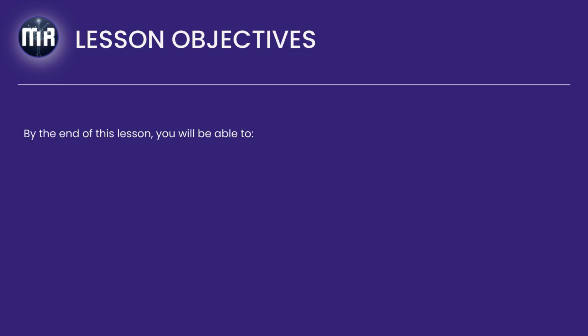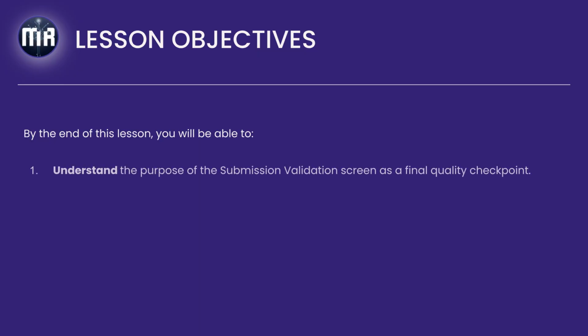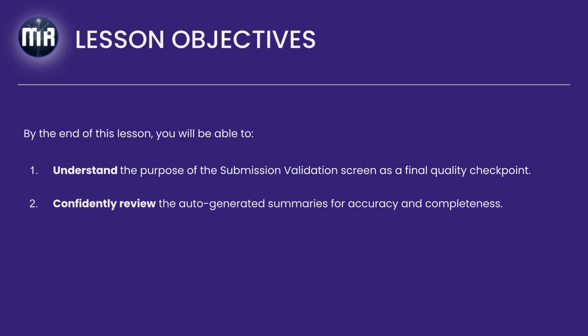By the end of this lesson, you will be able to understand the purpose of the submission validation screen as a final quality checkpoint, confidently review the auto-generated summaries for accuracy and completeness, differentiate between the save and exit and dispatch functions, recognize the importance of your final review before submitting data to the National Registry.